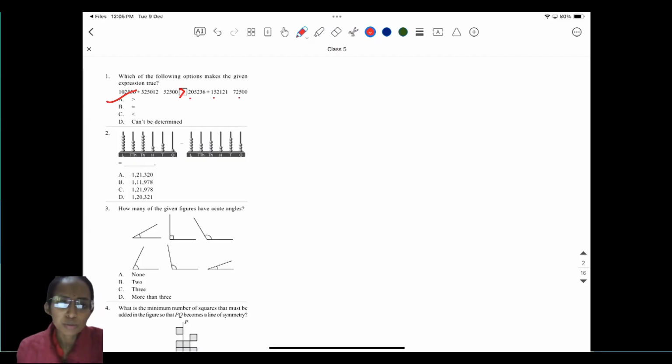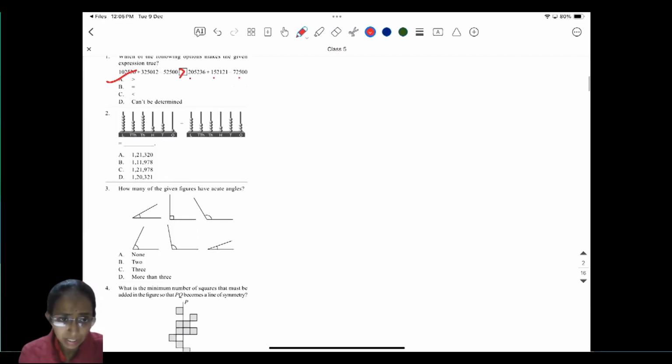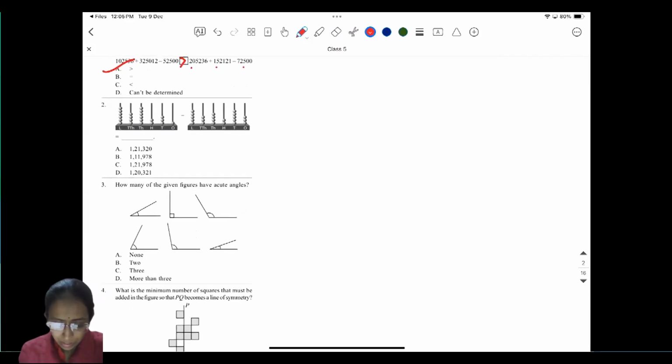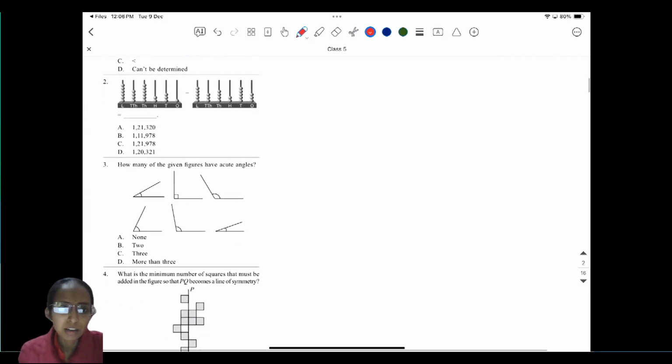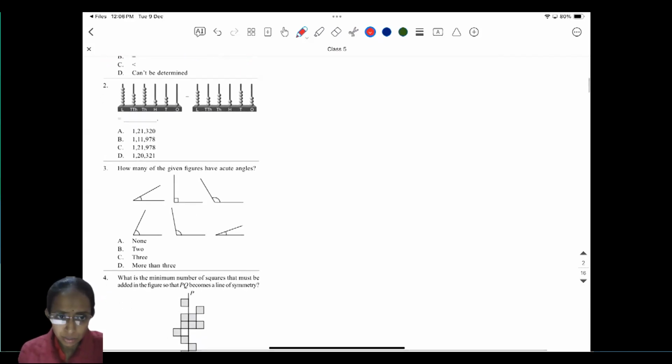We don't want to solve this completely because we have to do the questions in a very fast manner. So we do this by approximation only. Now the second one, this is an abacus which is given to us. We need to subtract.